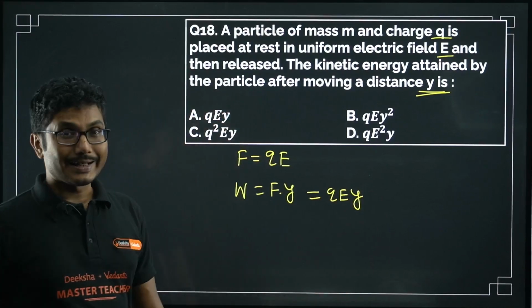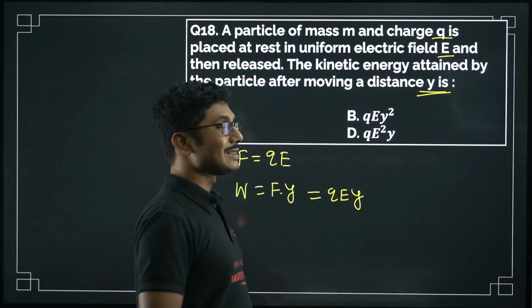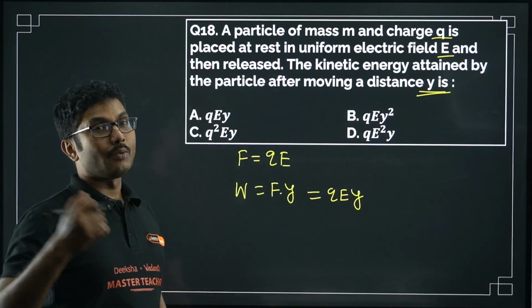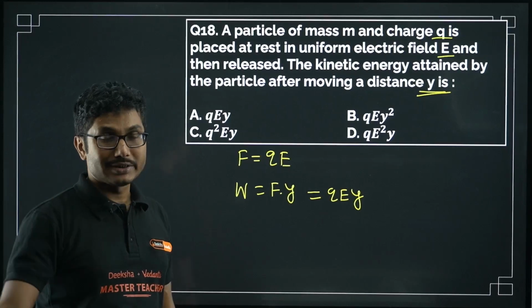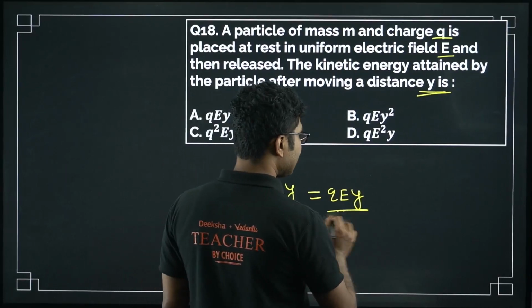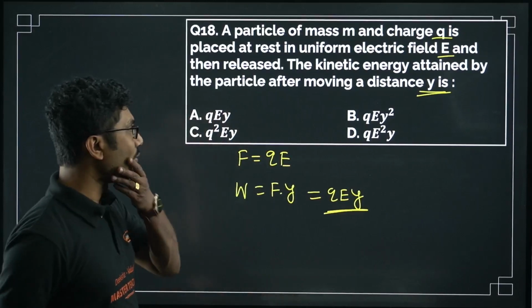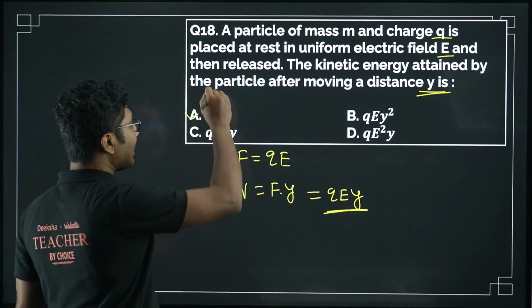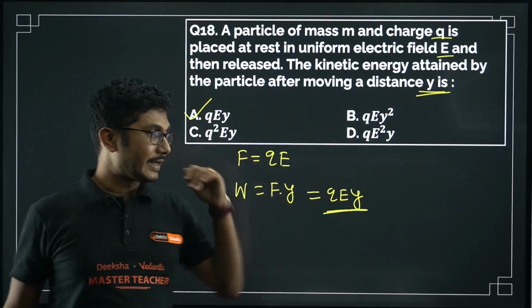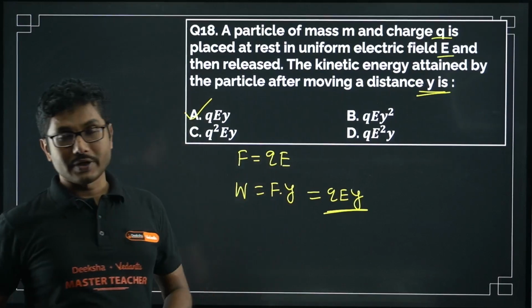Now what is the work energy principle? The work energy principle says that whatever the change in kinetic energy is, that is the work done. Initial kinetic energy was 0 because it was starting from rest, so the final kinetic energy will be Q into E into y. So option A is the correct answer. Don't get confused, don't fall for the trap. Easy question, not super difficult.